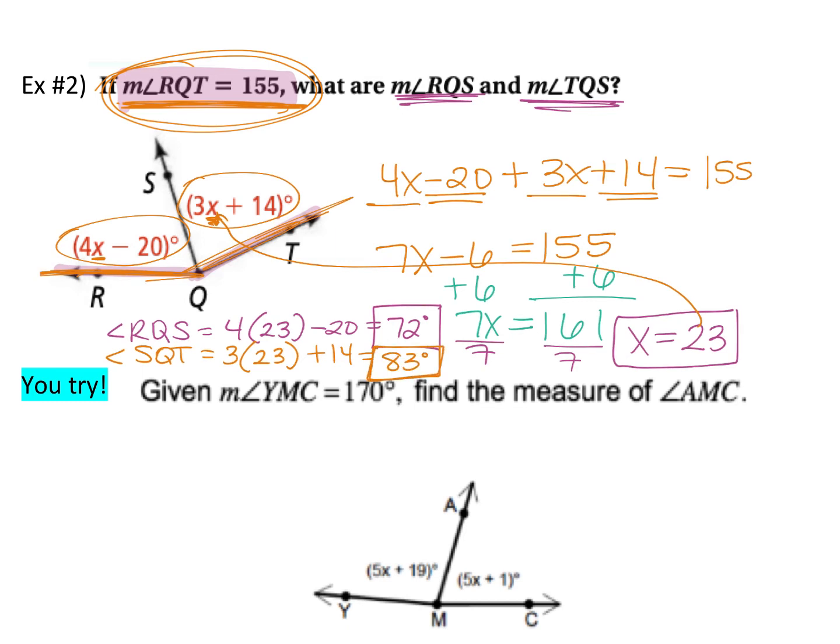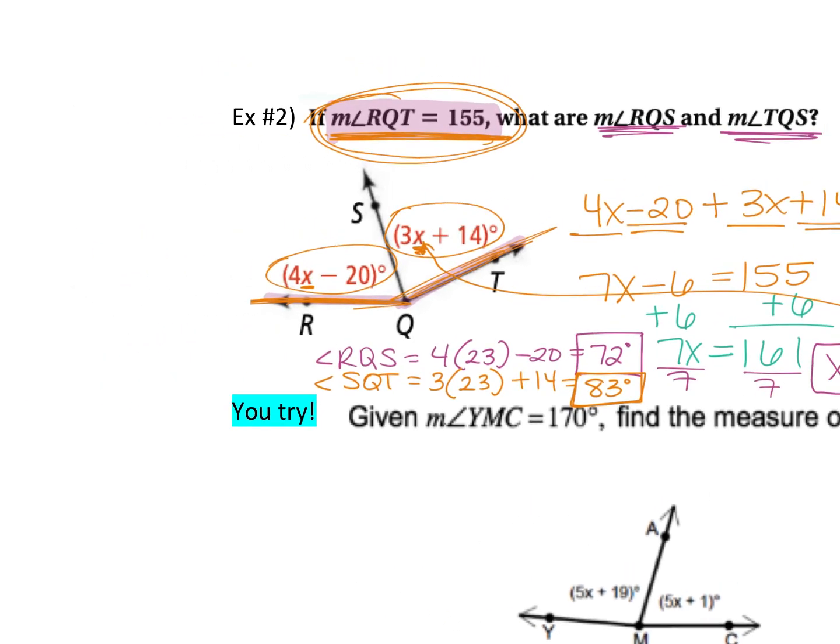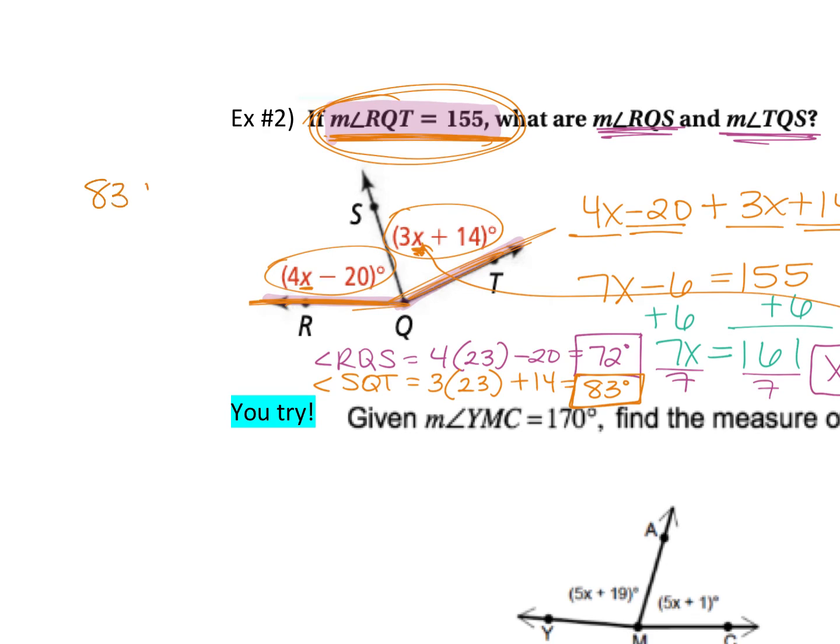Okay, so here's my question. We have two angles there. How do I check that they're the right angles? Add them together, and they should equal 155. Thank you, Forrest. So 83 plus 72 should equal 155, and it does. Nailed it.